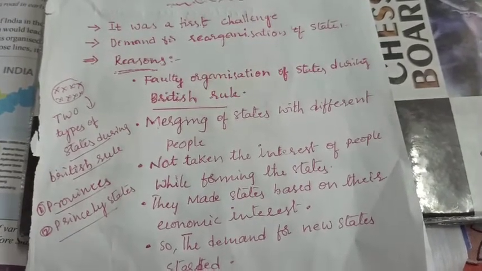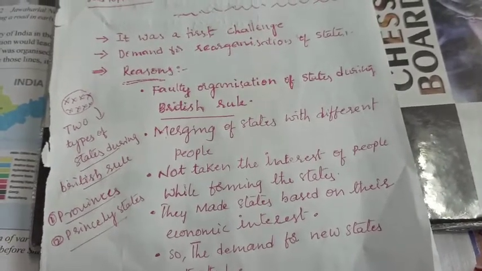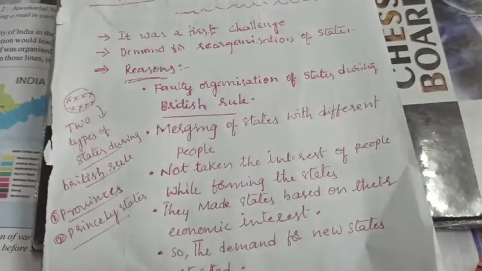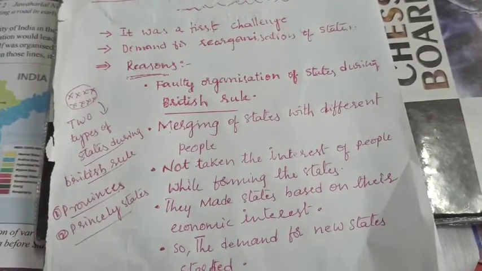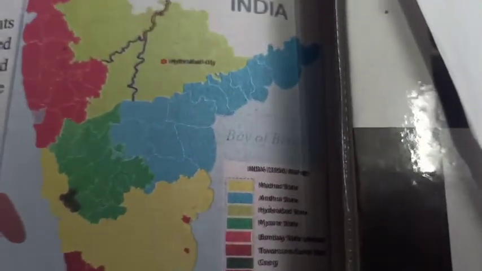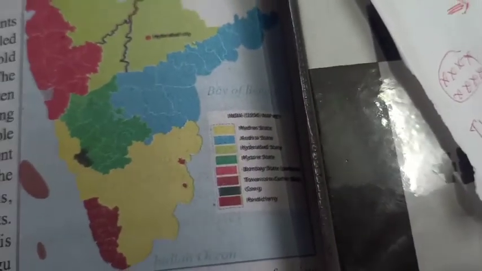On what basis are the states to be organized? During that period, the people of Andhra started fighting against the government to form their own state. Actually, the Andhra region was a part of Madras state. Coastal Andhra and Rayalaseema and Tamil Nadu were merged. They were under the Madras province.